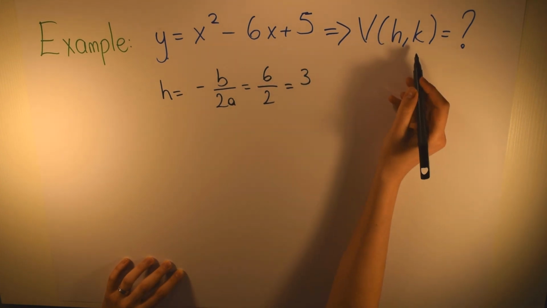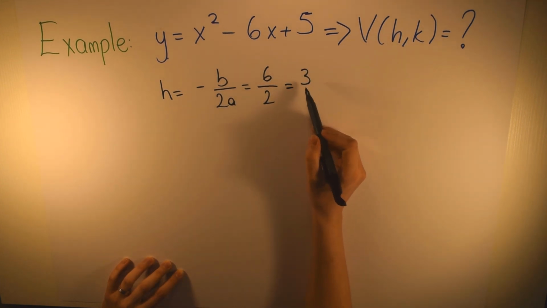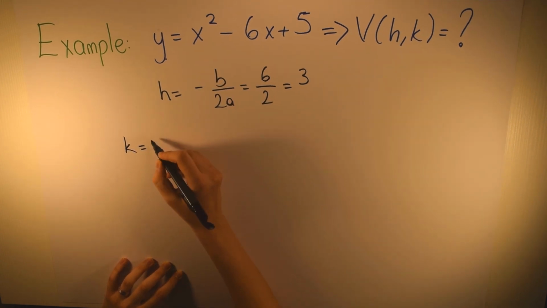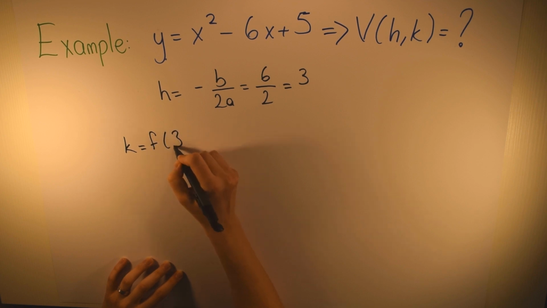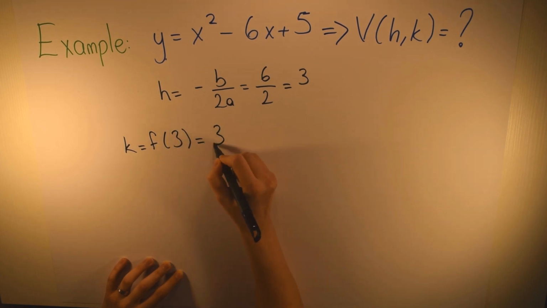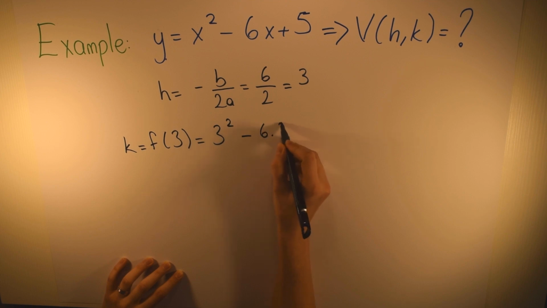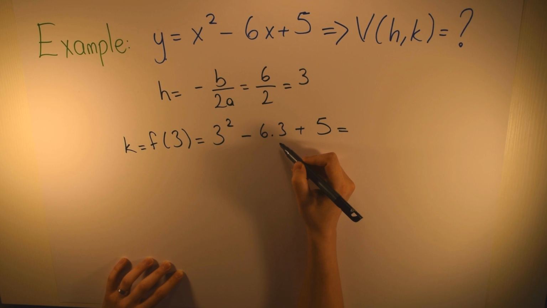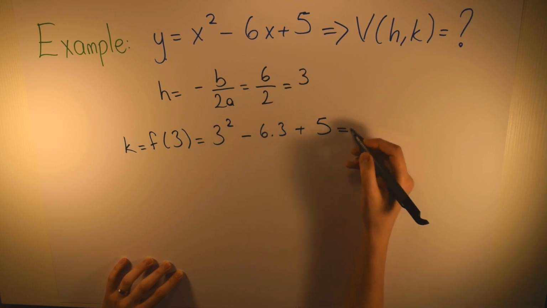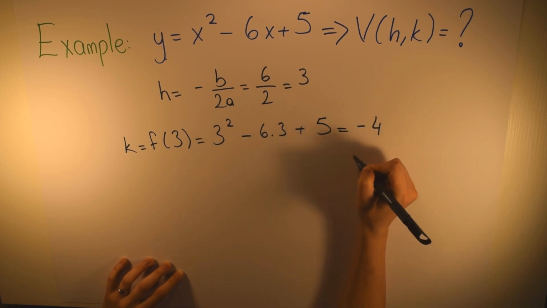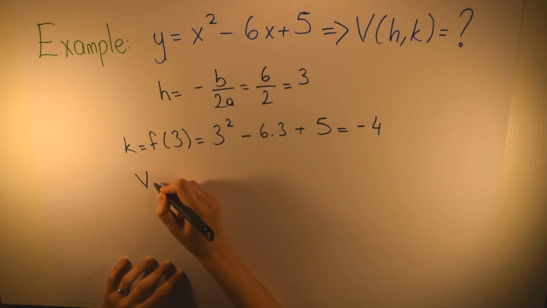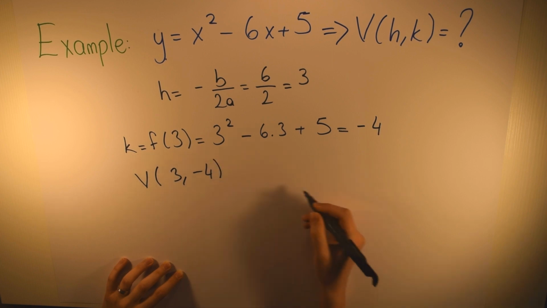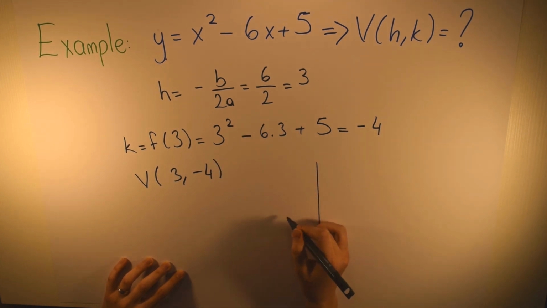So how do I find k? I will just put this 3 instead of x here. So our k is equal to f(3), which is equal to 3 squared minus 6 times 3 plus 5, and it's 9 minus 18, it's minus 9 plus 5, it's minus 4. So our vertex points are 3 and minus 4. If I want to draw my graph, it's something like this.